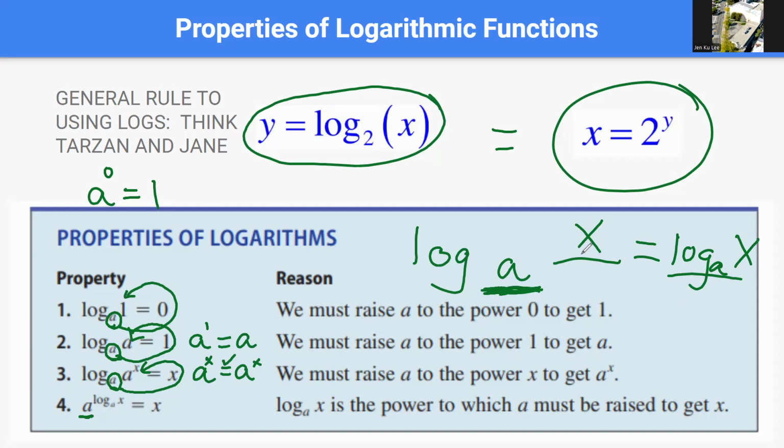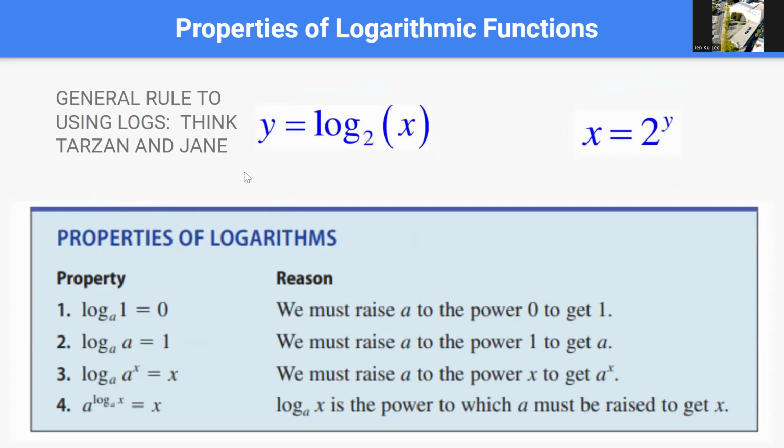That makes sense? So whenever you see an exponent and you want to turn it into a logarithm, and we're going to do this next time we meet, think backwards, Tarzan and Jane. If you have a log and you want to turn it into an exponent, exponential function, then just use Tarzan and Jane. Okay? All right. So those are the rules.